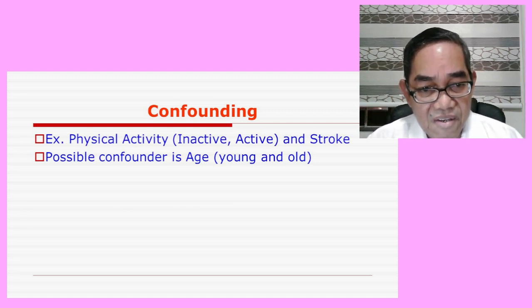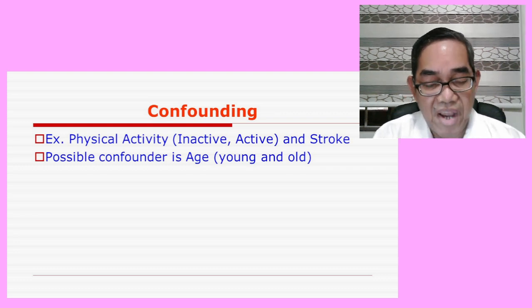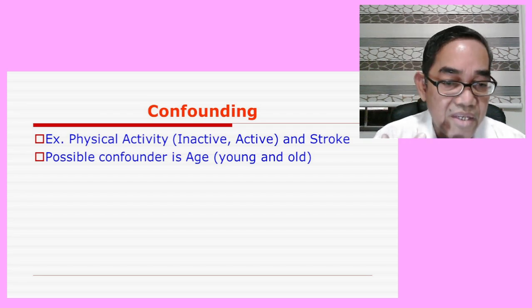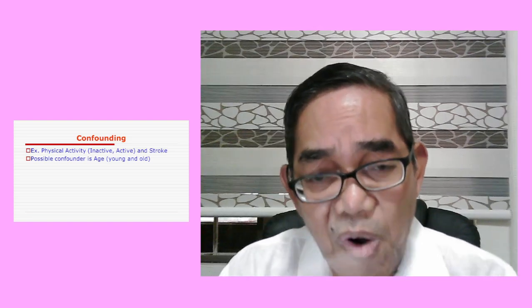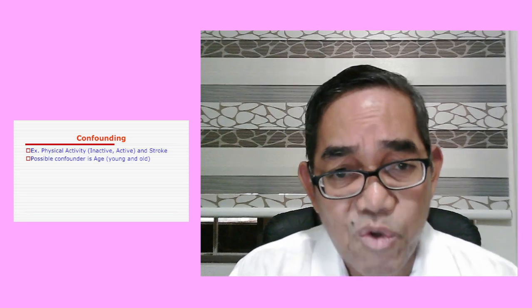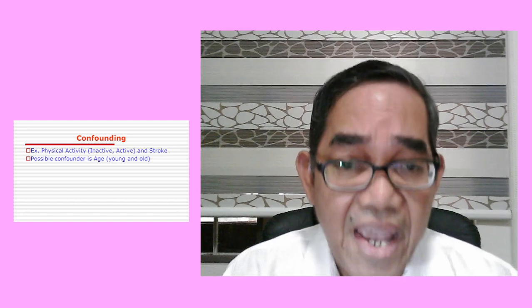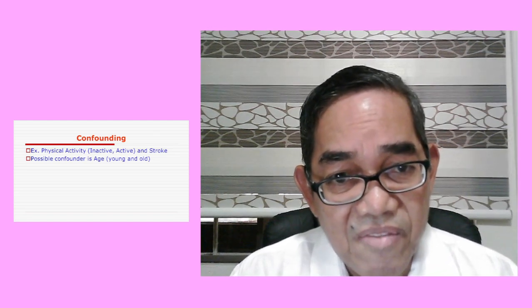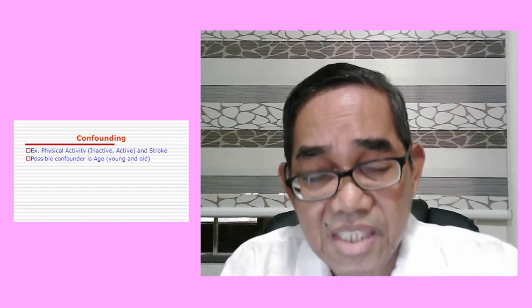So physical activity, we classify them as inactive or active, and stroke, presence or absence of stroke. Here, age, classified as young and old, is a possible confounder. So how will that happen? Let's look into this situation. Age is related to stroke. The very old, the old are more likely to have stroke than the young. So that's the first criterion, and it is also related with physical activity. The young are more likely to be active than the old. So it's also related with physical activity.